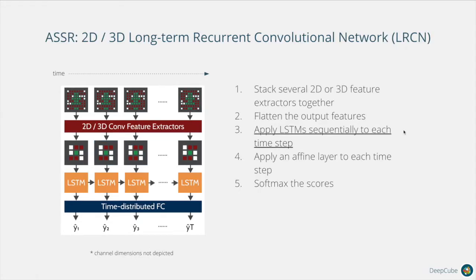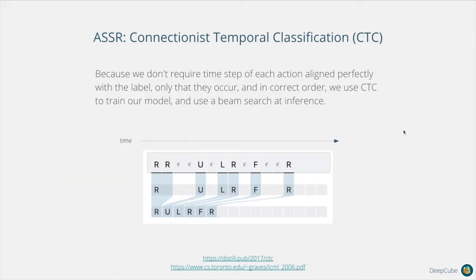Our second and third models are a 2D or 3D LRCN. Intuitively, the model needs to remember the information that happened before. So we once again stack some feature extractors together, then apply an LSTM layer to the features. Since we don't require the time step of each predicted action to align perfectly with the label, only that they occur in the correct order, we use CTC to train our model and use a beam search at inference time to maximize the joint likelihood across all the time steps.